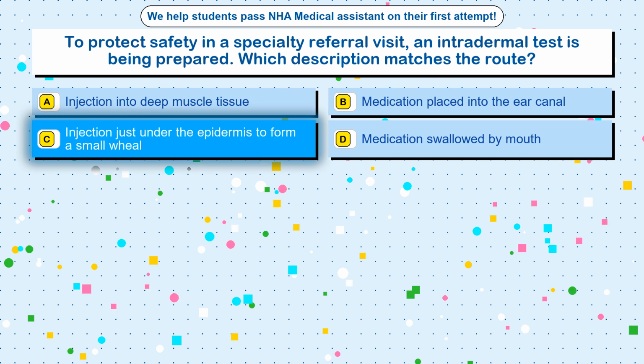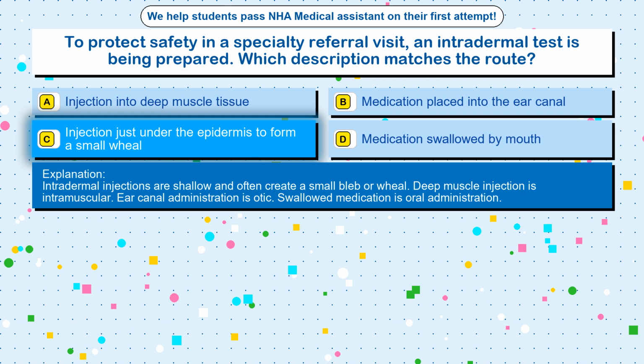The correct answer is option C. Injection just under the epidermis to form a small wheal. Intradermal injections are shallow and often create a small bleb or wheal. Deep muscle injection is intramuscular. Ear canal administration is otic. Swallowed medication is oral administration.